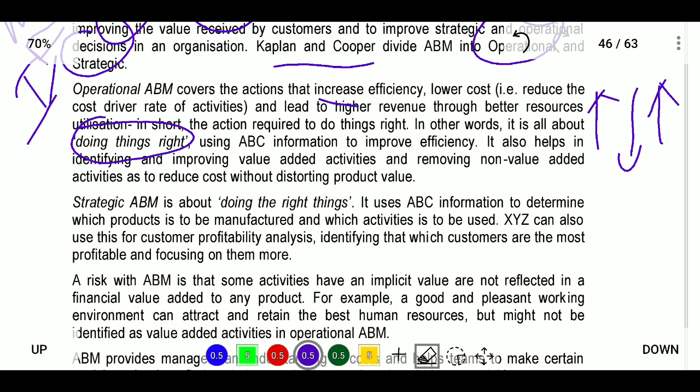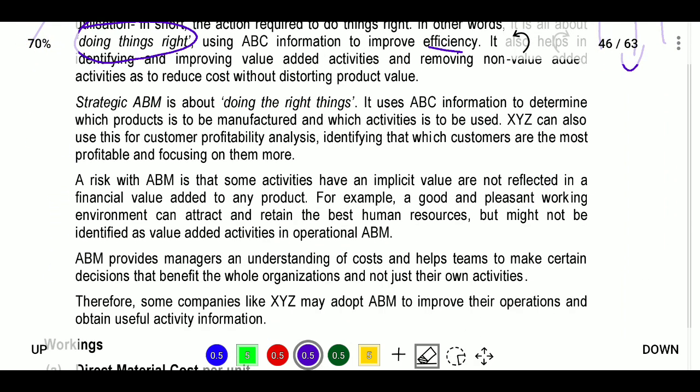Activity based cost information will be used to improve efficiency. It also helps in identifying and improving value added activities. So it improves your value added activities and reduces your non-value added activities to reduce cost without distracting from the product value. Next, strategic ABM means doing the right things. Operational means doing the things right, and strategic means doing the right things. It uses ABC information to determine which products are to be manufactured and which activities are to be used.